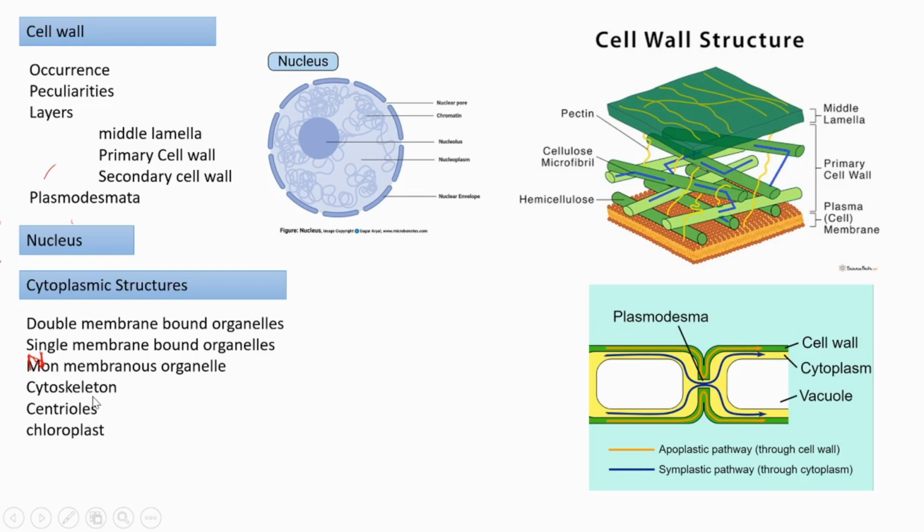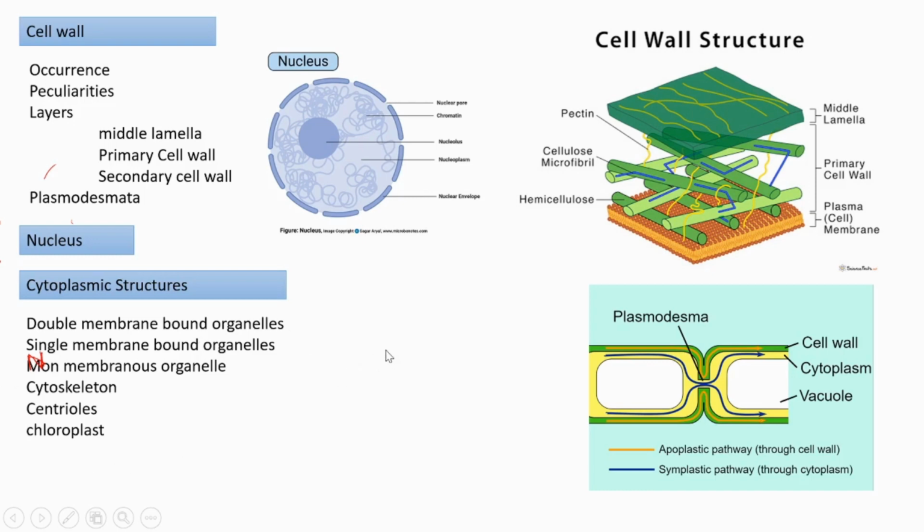And next is cytoskeleton. Cytoskeleton are skeleton-like structures that give shape and support for the cell. Then centrioles. Centrioles are usually seen very near to the nucleus, and they are present only in animal cells, and their role is to help during cell division. Then chloroplast is present only in plants. That's another difference when comparing plant cell with the animal cell.